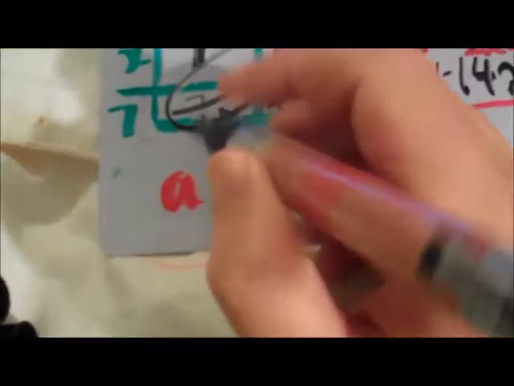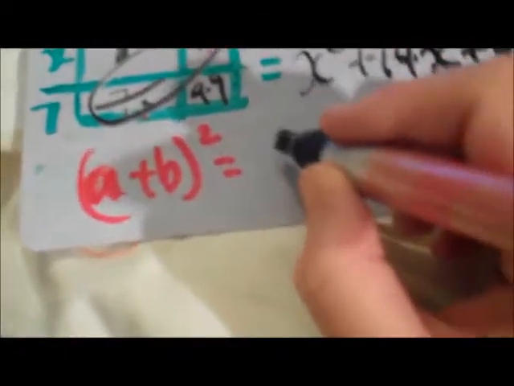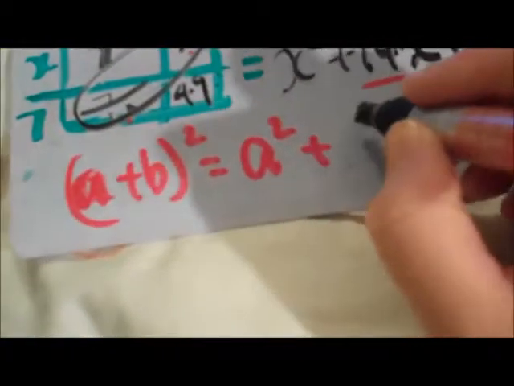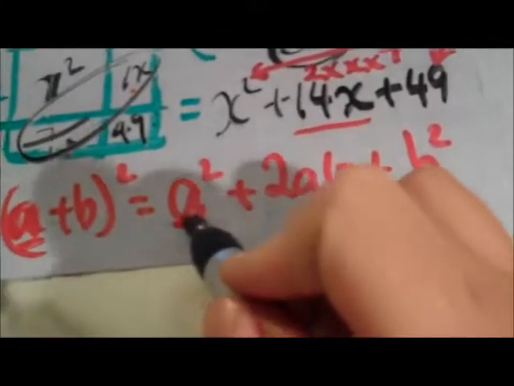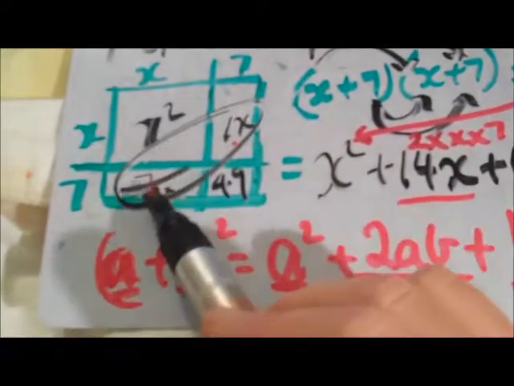So the general rule for that one is a plus b all squared is a squared plus 2 lots of ab plus b squared. The first term squared, the last term squared, plus 2 lots of the product. 2 lots of the product every single time.